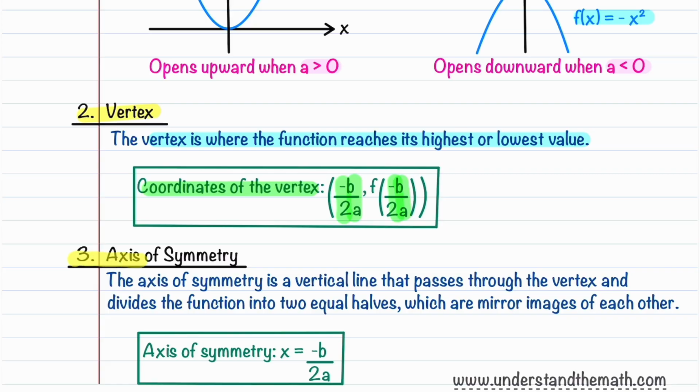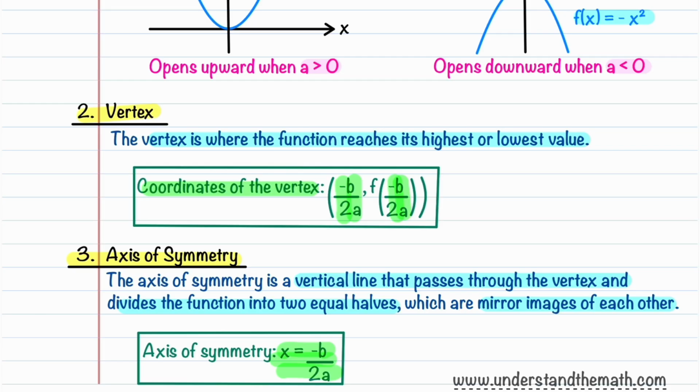The axis of symmetry is just a vertical line that passes through the vertex, and it divides the function into two equal halves, which we call mirror images of each other. The axis of symmetry is the equation x is equal to minus b over 2a.